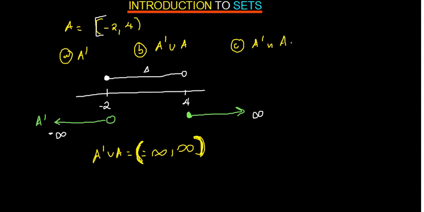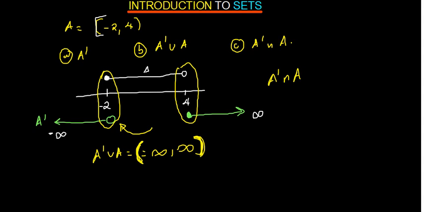Alright, now for C, you want to look at A complement intersection A. Now, intersection is where two sets are meeting. Look at this. These are the only 2 points which you are able to see there is meeting, right? Here and here. Now, the set A complement doesn't have negative 2. The set A has got negative 2. Christine, what do you think? Are they meeting or not? Are those two sets meeting?